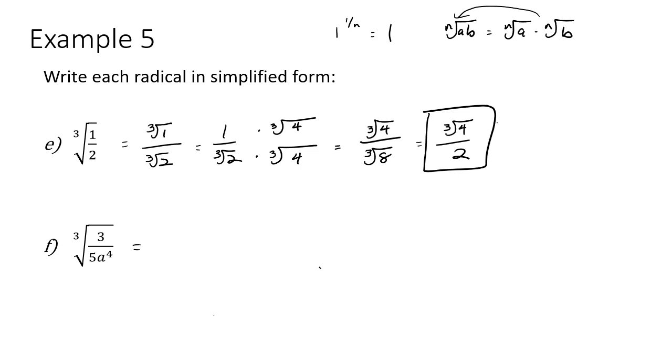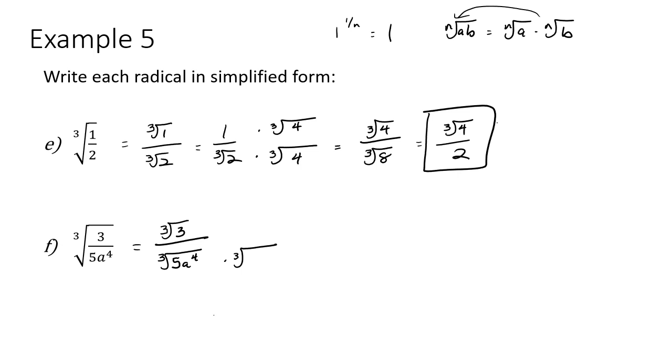All right, so once again, we're going to start with the quotient rule. This is a cube root of 3 over a cube root of 5a to the 4th. And I need to figure out what cube root I need to multiply the bottom by to make everything on the inside a perfect cube. So I need to do two things here. I need to make the number a perfect cube, and I need to make this expression a perfect cube. I can't leave any cube root left over in the denominator.